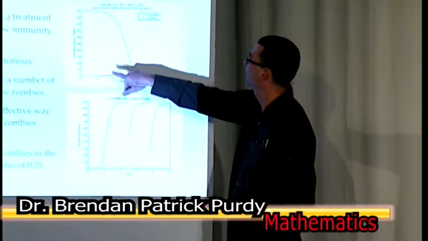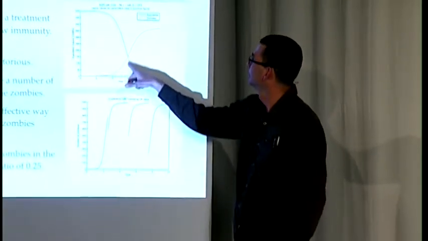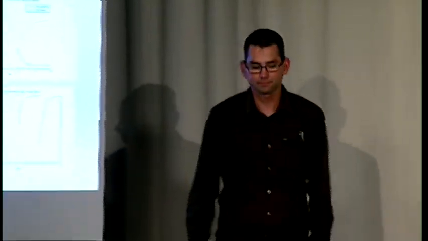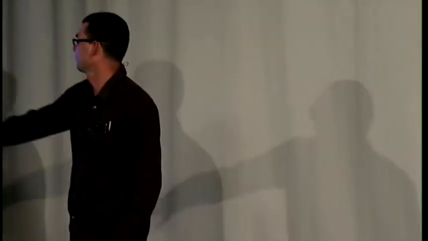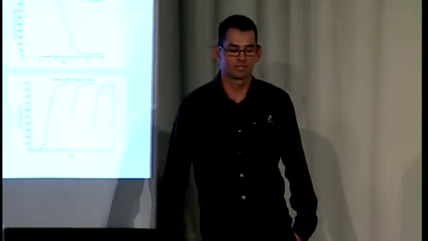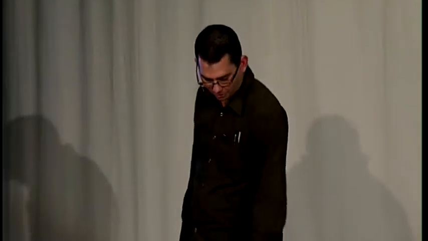And again, even with that, and they had no quarantine in this case, our zombies are still going to take over. And so the last case they looked at is basically if the military was able to coordinate very quickly, a very extreme response, without prejudice, not worrying if you kill a bunch of people who don't have the virus. So you have a kill ratio of 25% each time you have an attack. And in that case, you could actually, within 10 days, eradicate the zombies. But there would be a lot of healthy people that would be taken out in the process.